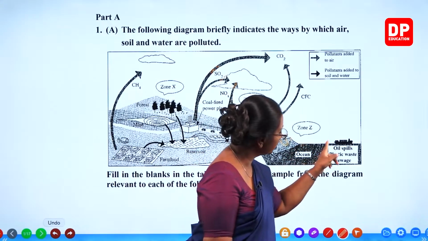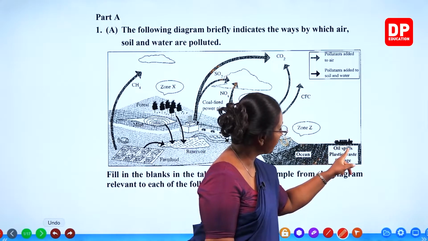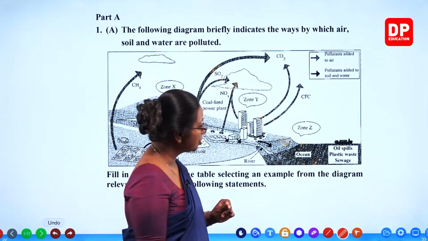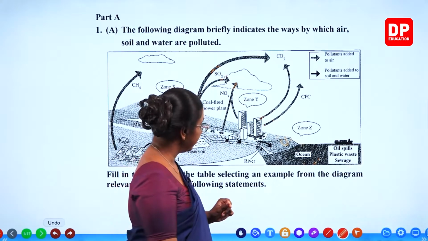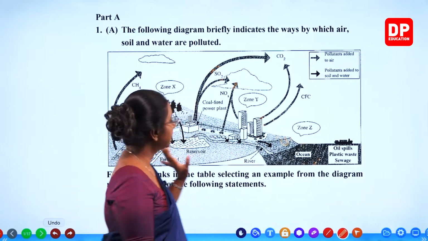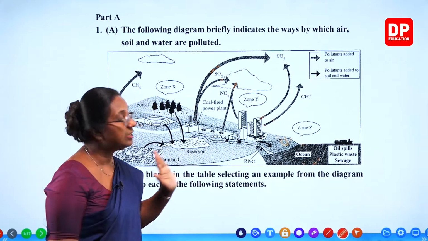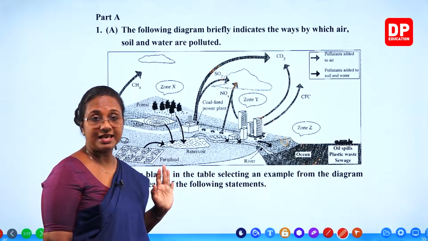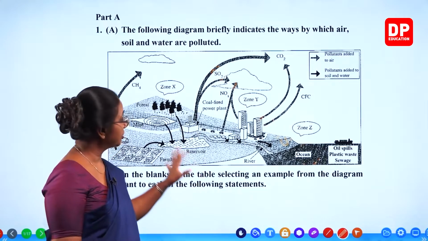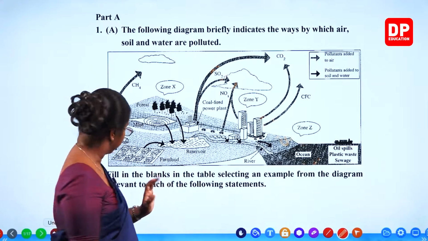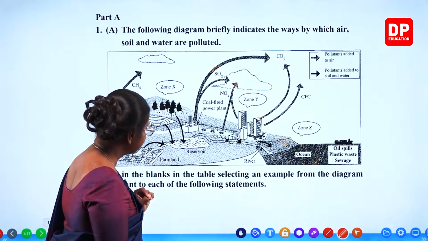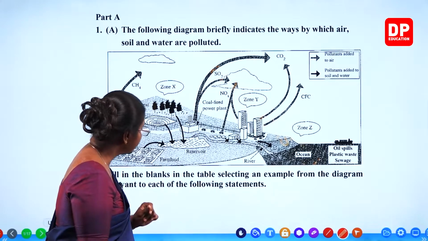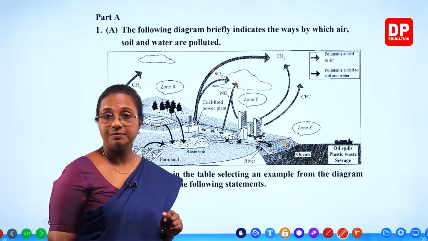And here in the ocean, you can see there is the ship. From that, there can be oil spills, plastic wastage, and sewage water can also enter. All those are the information given in this particular diagram. I'm sure you all can understand that. So we have to answer the questions related to this diagram. Fill in the blanks in the table, selecting an example from the diagram relevant to each of the following statements.